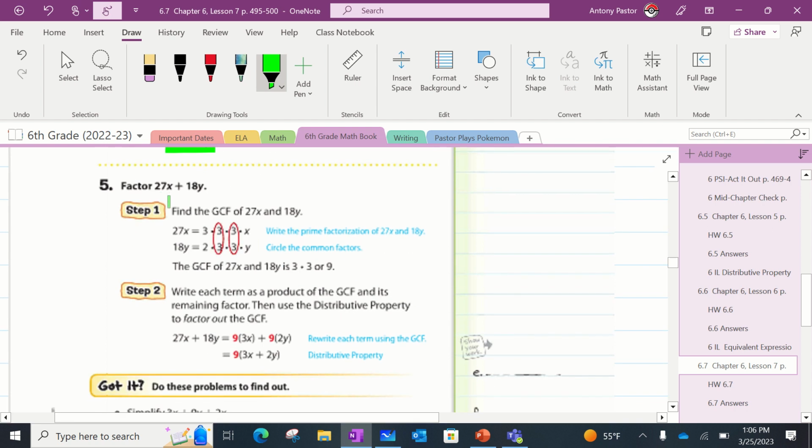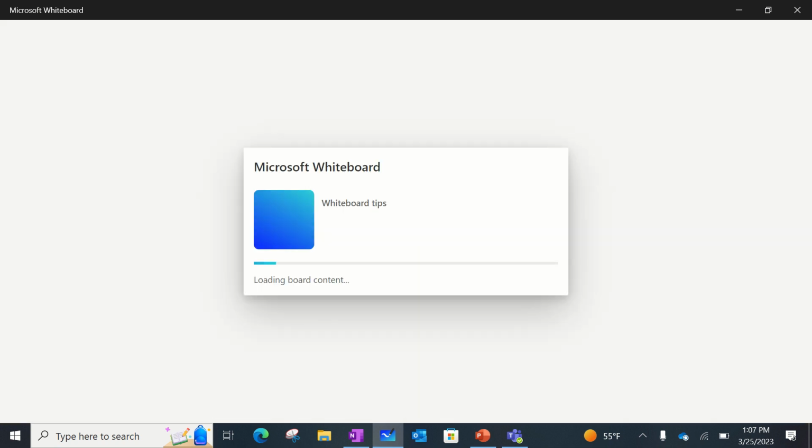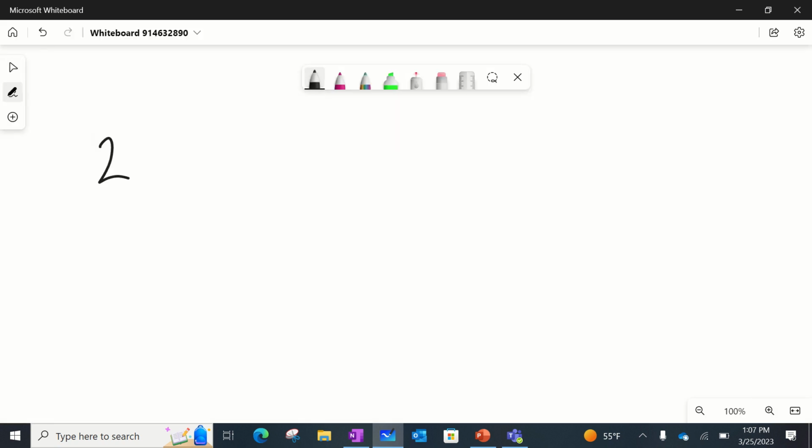Factor 27x and 18y. So this is going to be tricky. It's going back to the last lesson that we learned. We need to factor out 27 and 18. We're going to do prime factorization of each. We're going to ignore the variable next to it. So it's 27 and 18.